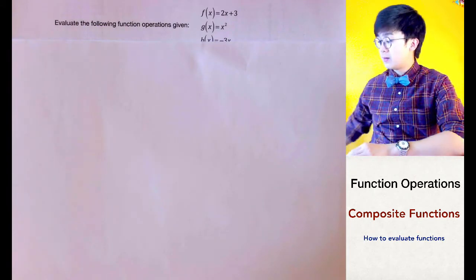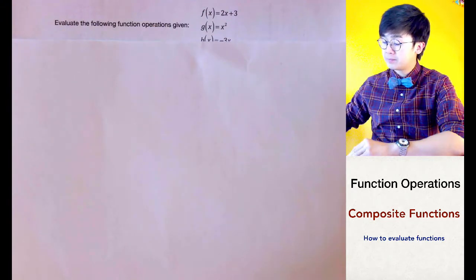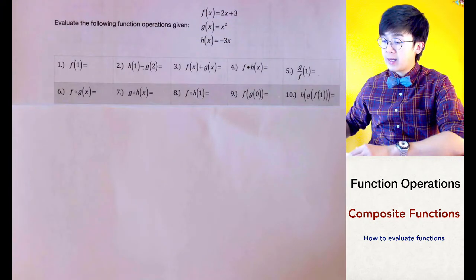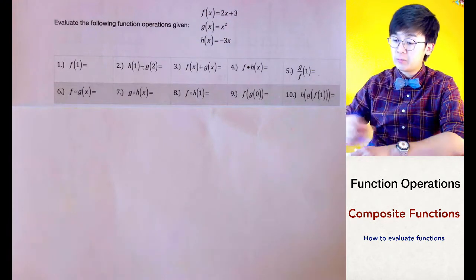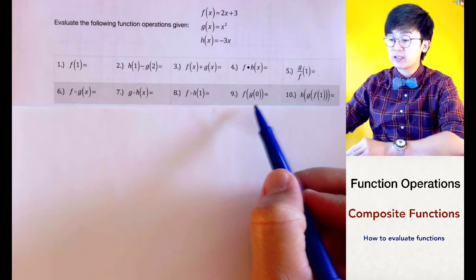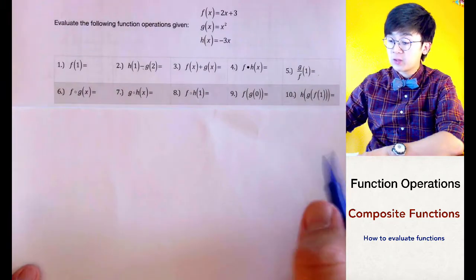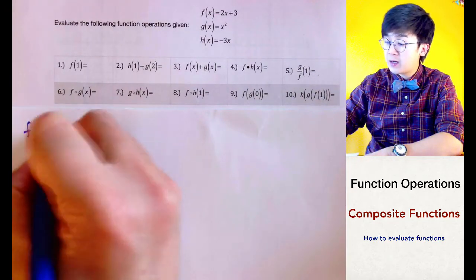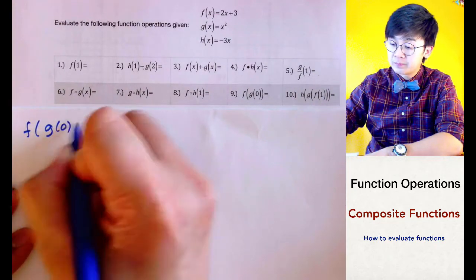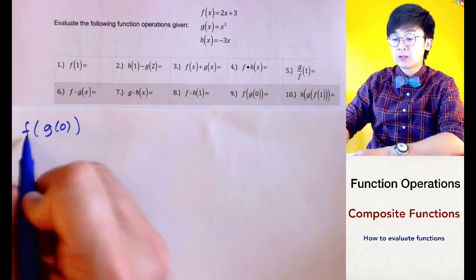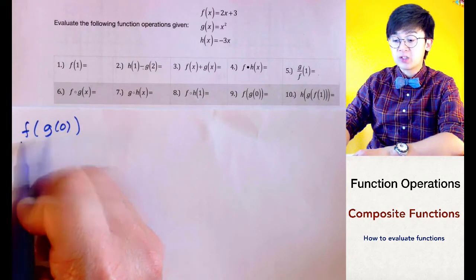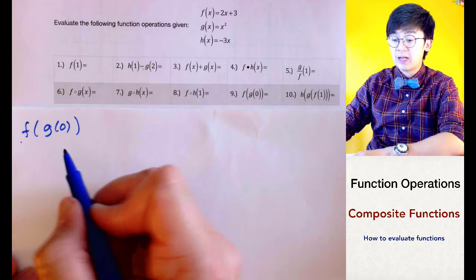Now for number 9, we have f of g of 0, but notice that the composite function is written differently because this is a different notation, but the process will still be the same. We have f of g of 0, which means we're going to be using the function f and replace x with g, and then replace it with 0 afterwards.